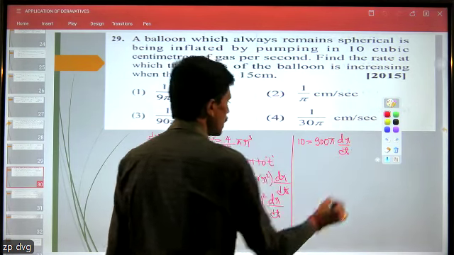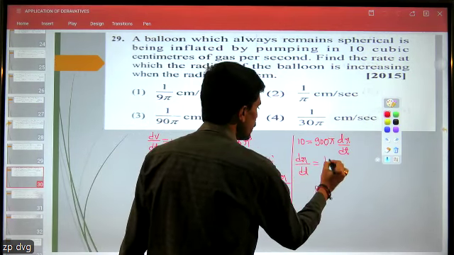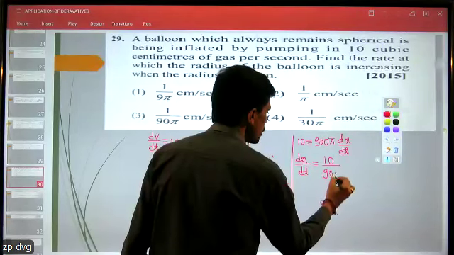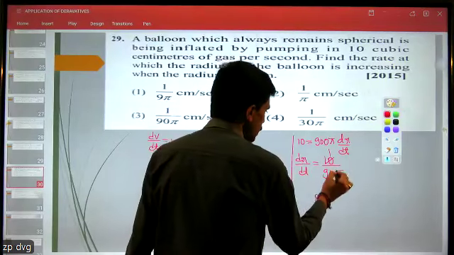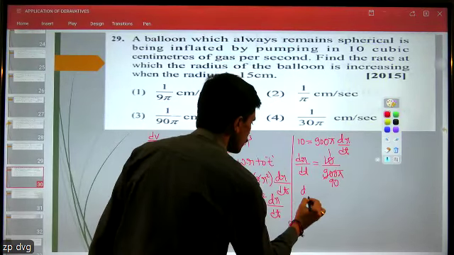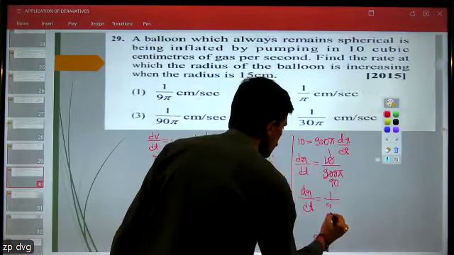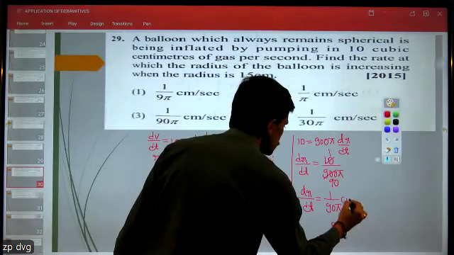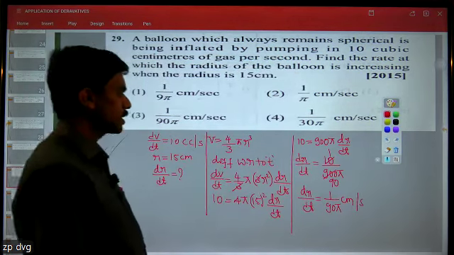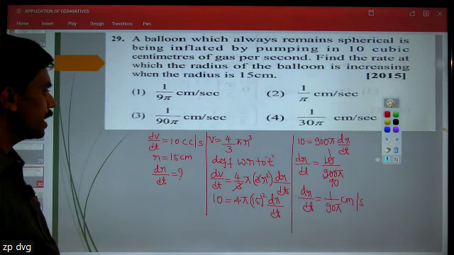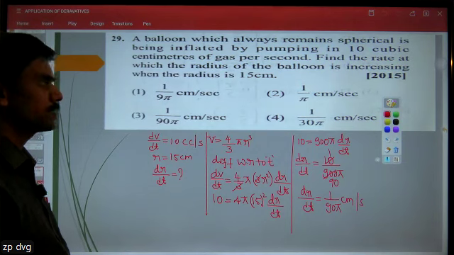So here you want dr by dt. That's why dr by dt is equal to 10 divided by 900 pi. Here 10 ones are 10, 90s are 900, get cancelled. So finally we get dr by dt equal to 1 by 90 pi. For time, we get the second. So the answer is dr by dt is equal to 1 by 90 pi centimeter per second. Option 3 is the right answer.